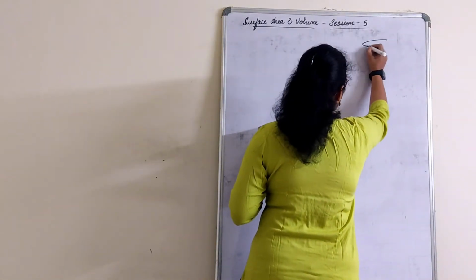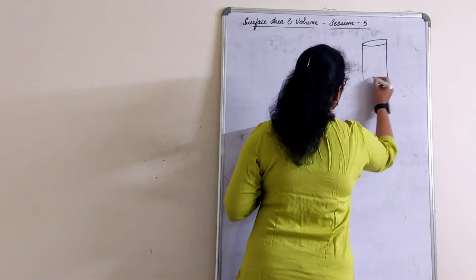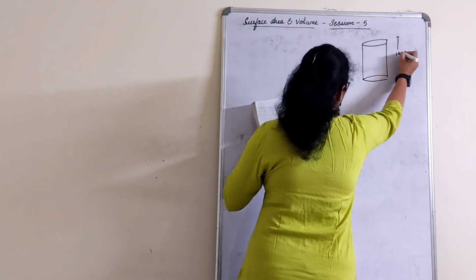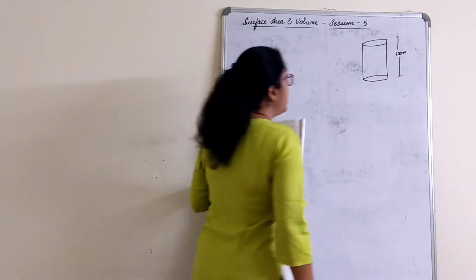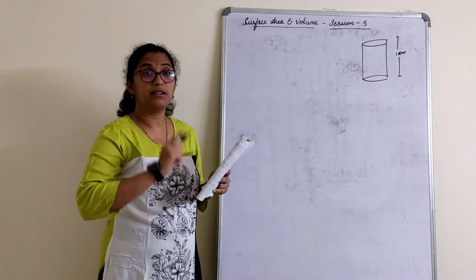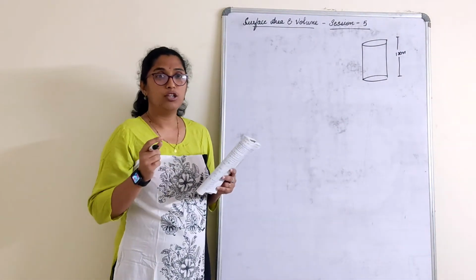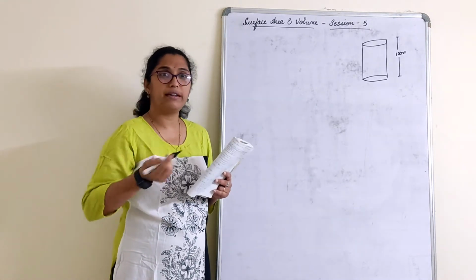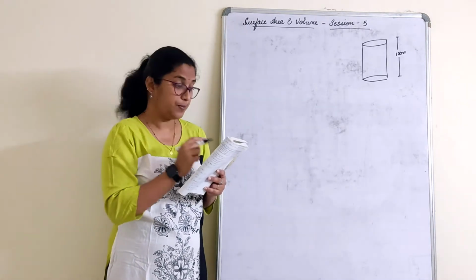So we have a cylinder here. The height of the cylinder is 12 centimeter. Now we have wound a copper wire on that. We usually see a rod, or this copper wire, we wound it. Just wound a copper wire.